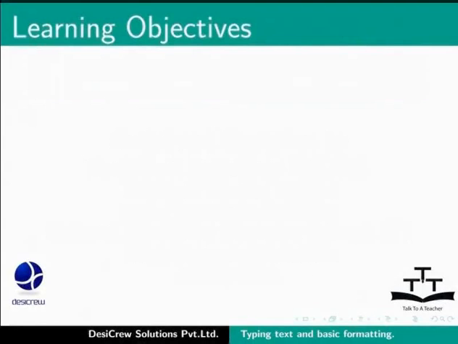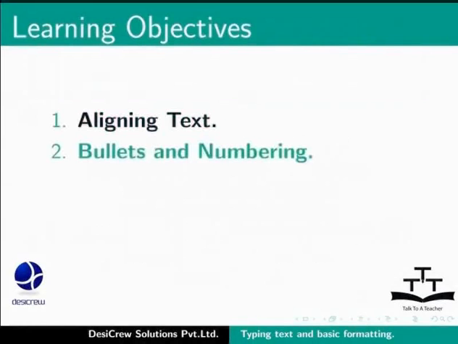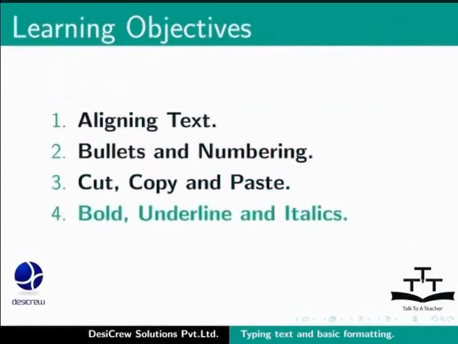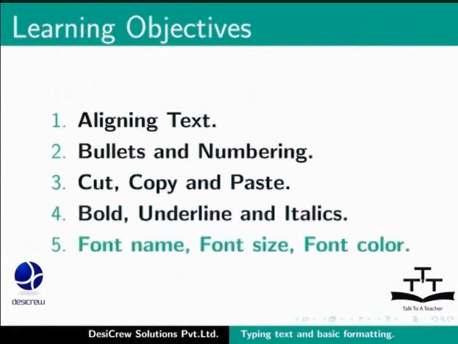In this tutorial, we will learn the following: aligning text in Writer, bullets and numbering, cut, copy and paste options in Writer, bold, underline and italics option, font name, font size, font color in Writer. Applying these features in the documents makes them more attractive and much easier to read as compared to the documents which are in plain text.